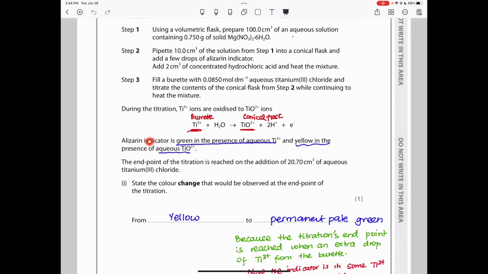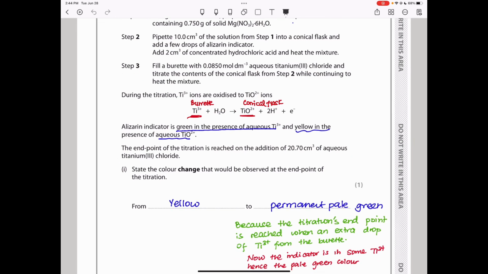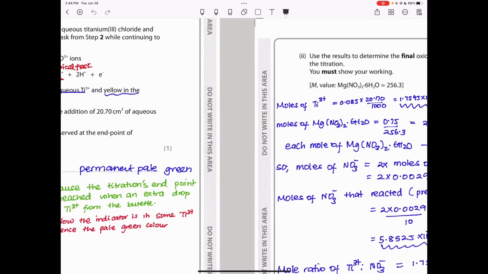Then they told us the alizarin indicator is green in the presence of titanium 3+. Since you are releasing titanium 3+ from the burette, at the end of the titration a drop of titanium 3+ is going to be released into the yellow solution containing a lot of titanium 4+. When you add the extra drop, it is going to cause a permanent pale green color to occur, since the indicator is green in the presence of titanium 3+. I say pale green rather than green because there is going to be a dilution in the solution. So that is why I say yellow to permanent pale green. Let me continue to the next page.